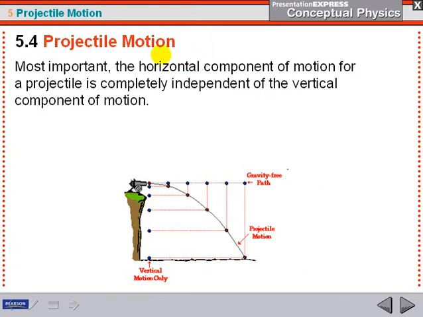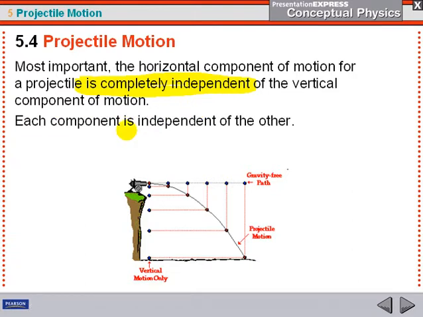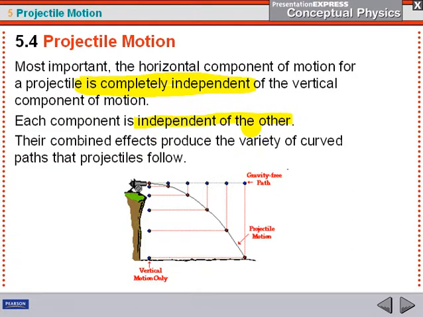Now, this is what you have to remember: the two components are completely independent of each other. The horizontal component does not depend on the vertical component. They are independent of each other. And if you look at their combined effects, you're going to end up with that curved path that you see. And here's that curved path going down like that.